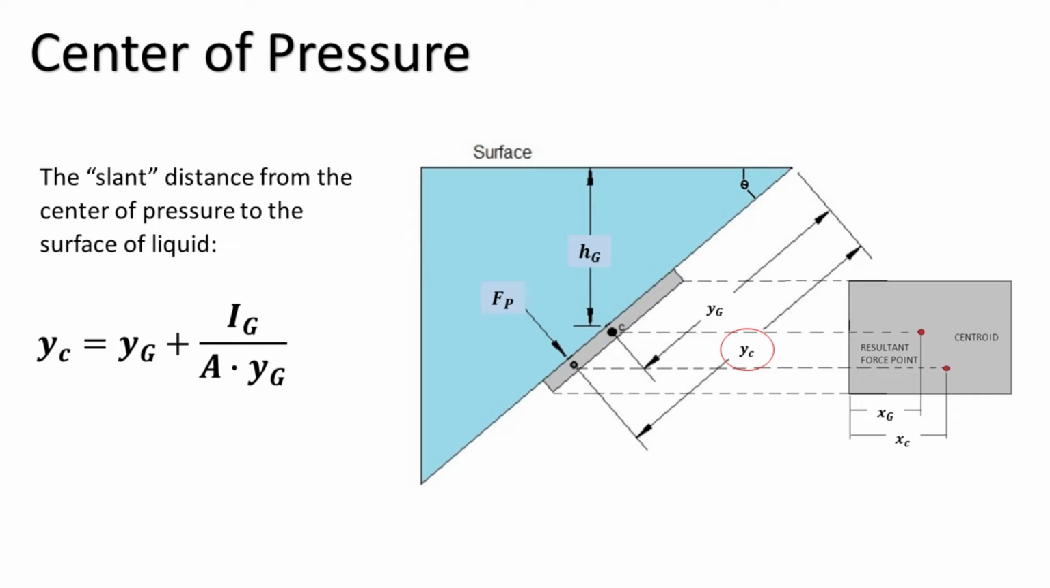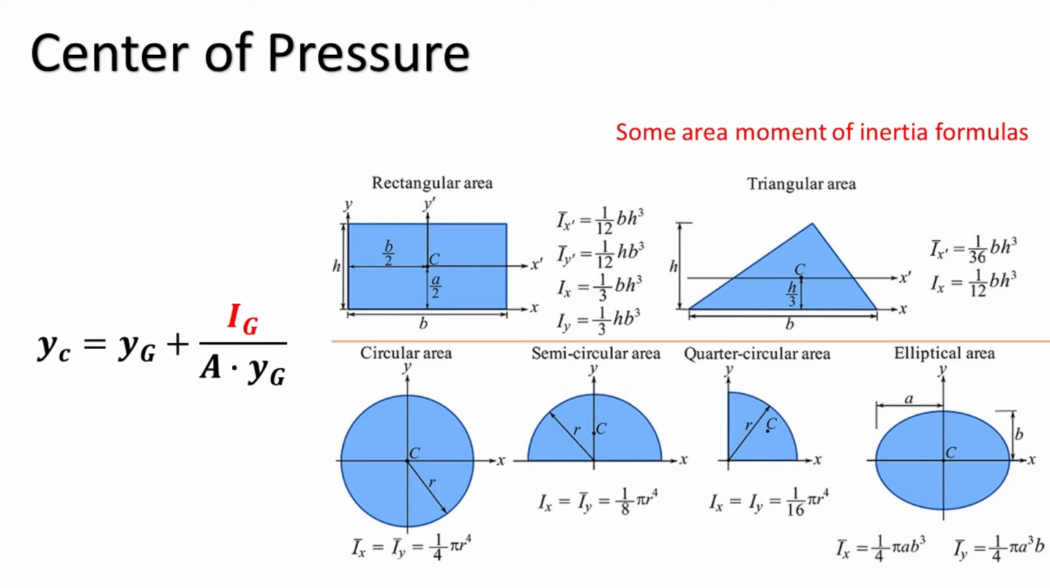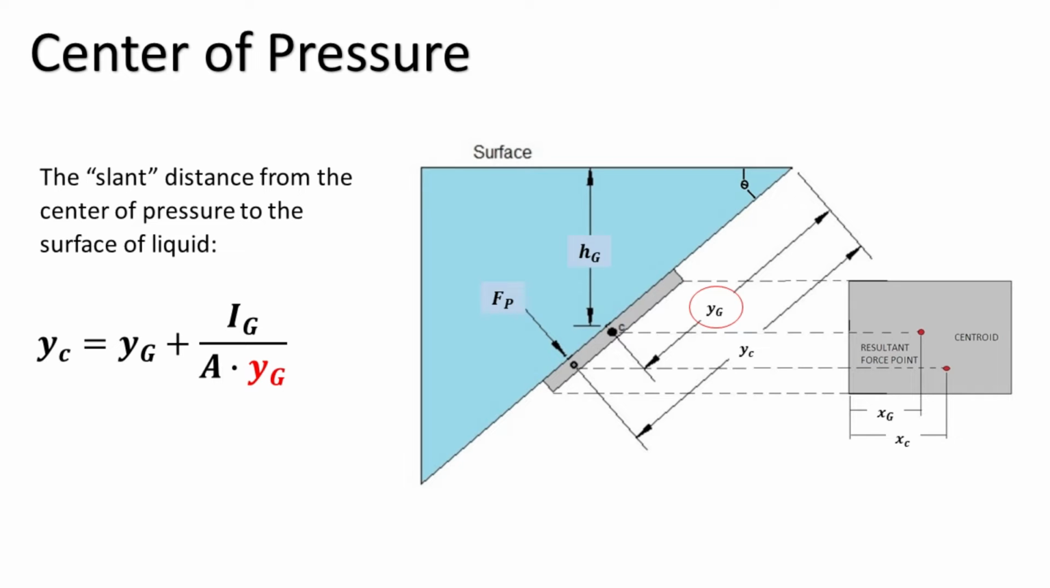By the parallel axis theorem, the following equation can be derived for the slant distance from the center of pressure to the surface of the liquid. The area moment of inertia Ig is taken about a horizontal axis that passes through the centroid of area. Formulas for Ig can be found in the literature. Here, I have listed some examples. The slant distance Yg measures the length from the surface of the liquid to the centroid of the panel along an axis that is aligned with the slant of the panel.